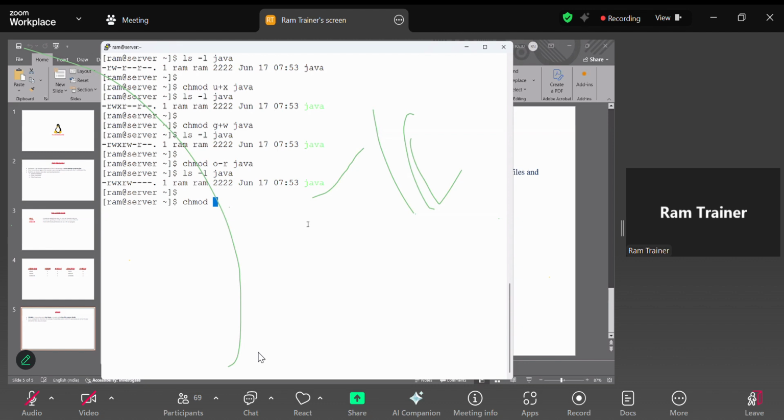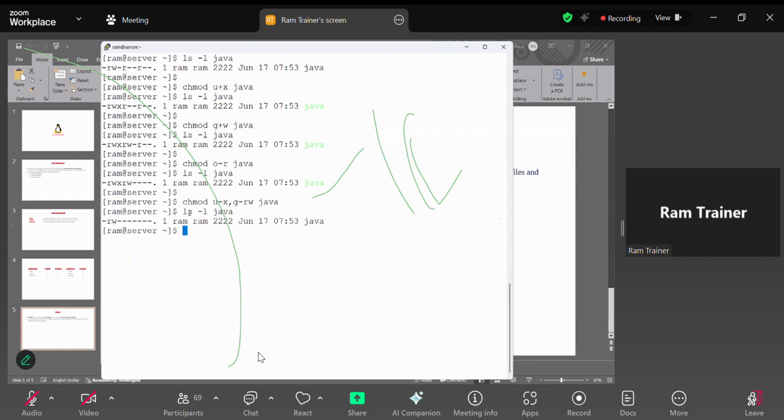So let me remove even the user level. Not only one permission, you can remove two also. So at user level, I want to remove execute permissions, comma. At a time you can operate it, comma. At group level, I want to remove read and write also. On which file? The Java file. So now here, see.